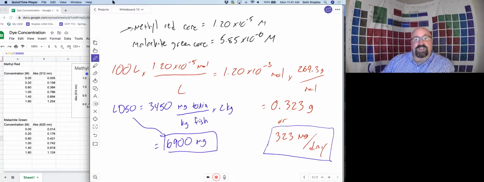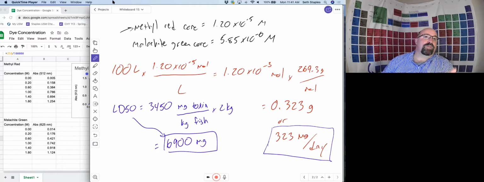Because we can see that the fish is taking in 323 milligrams a day, but it takes 6,900 milligrams in order to kill the fish. And so it would take about 20 days for the fish to ingest that much methyl red. What we don't know, however, is how quickly the fish can then expel it.